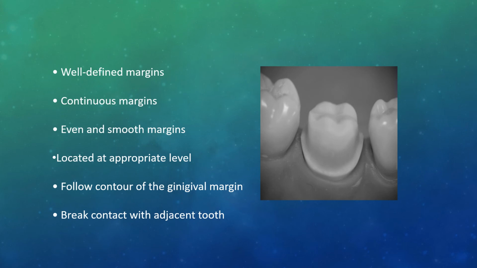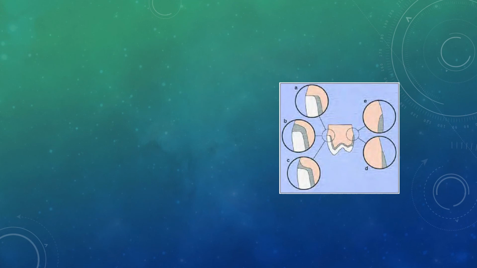The contact between the adjacent tooth has to be broken. There should not be any kind of a ledge present in this proximal surface, so that the contact of the original tooth can be restored, and you can have a normal tooth that is like your previous tooth. So that is why contact has to be broken.